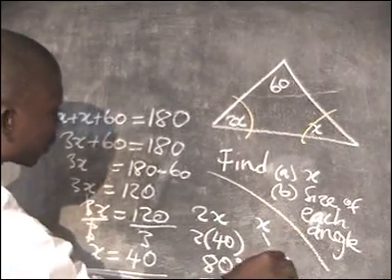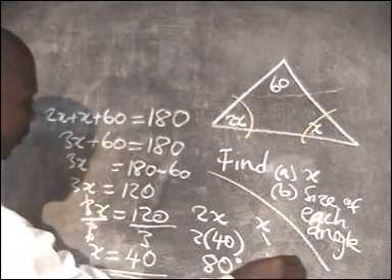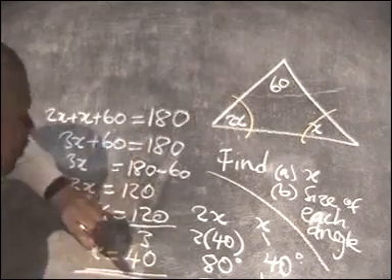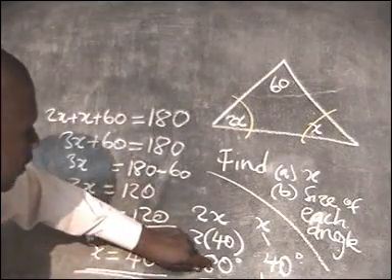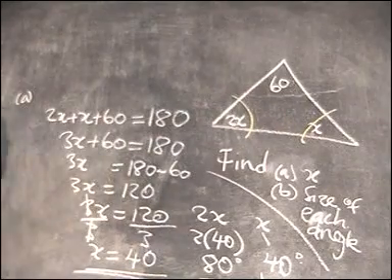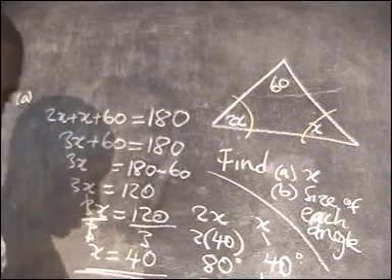So this is 40. So the three angles are 40 degrees, 80 degrees, and the third one is known to be 60. 40 plus 80 plus 60, you are going to get the sum of 180 degrees.